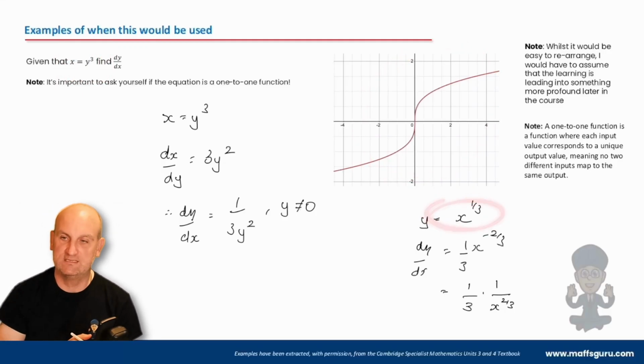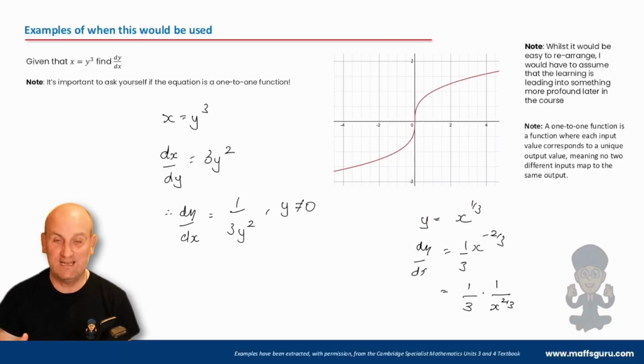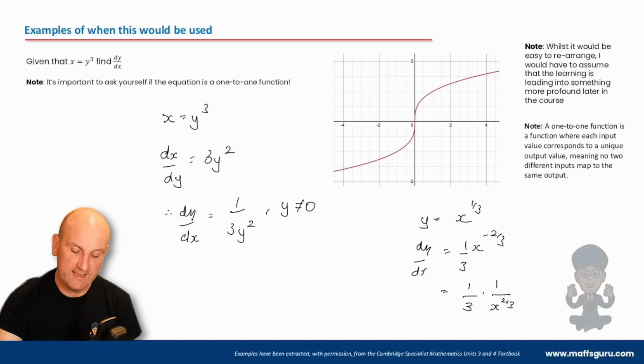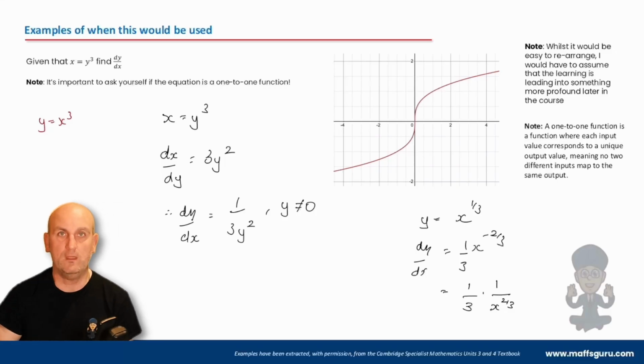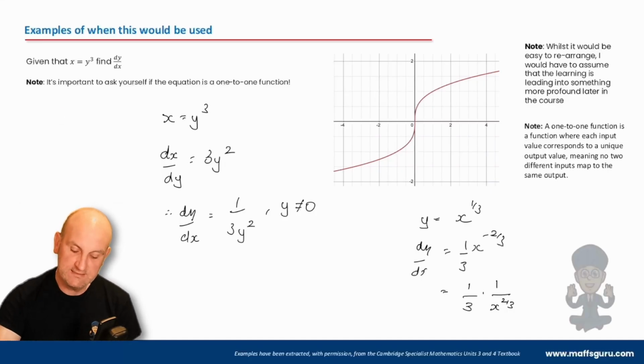Y equals x to the power of a third. That is what my x to the power of a third is. To go back to tying this all together, that's effectively the graph of y equals x cubed reflected in the line y equals x, or the inverse of it. So that sort of makes sense now why this is the graph we've got.